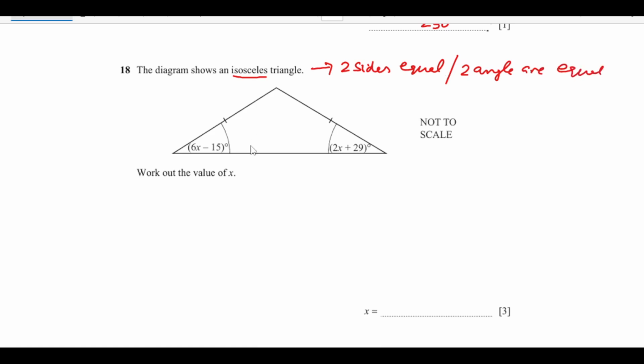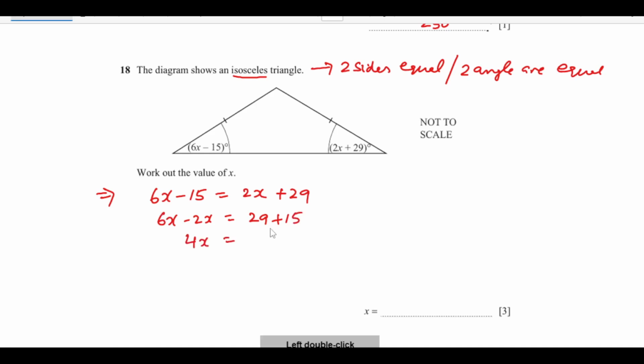So work out the value of x. Now this mark shows that these two sides are equal, so these opposite angles are going to be equal. As the triangle is isosceles, 6x minus 15 is going to be equal to 2x plus 29, right? So 6x minus 2x is equal to 29 plus 15. So this is 4x equals 29 plus 15, which is 44. So x is 44 over 4, that is 11. So x is equal to 11.